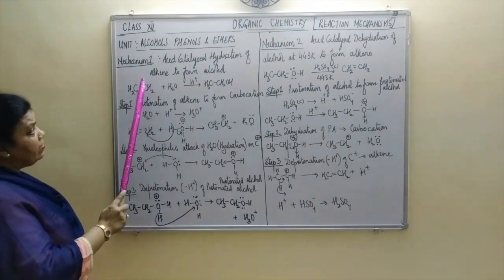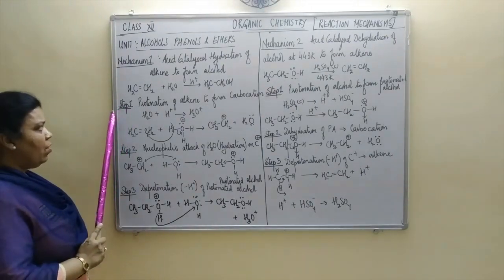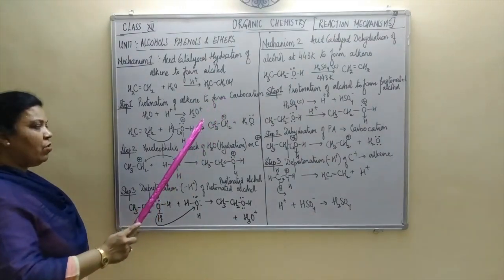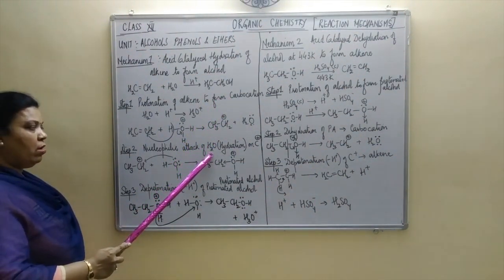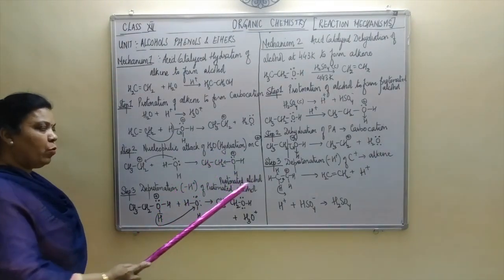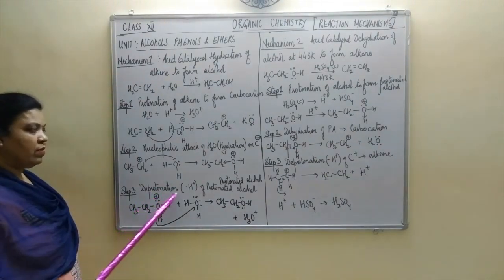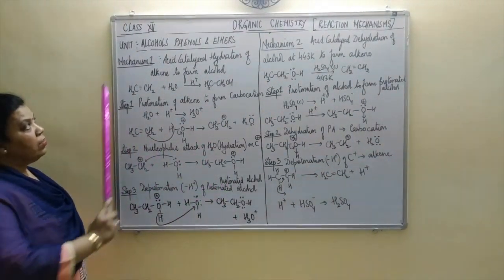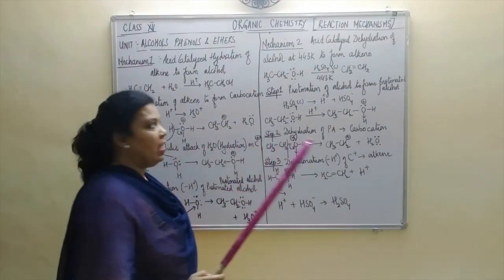The mechanism of acid catalyzed hydration of alkene to form alcohol involves 3 steps. Protonation of alkene to form carbocation. The carbocation that is formed is attacked by water, resulting in the formation of protonated alcohol, which then in the last step, step 3, undergoes deprotonation to convert finally into alcohol. So this was the mechanism of acid catalyzed hydration of alkene.